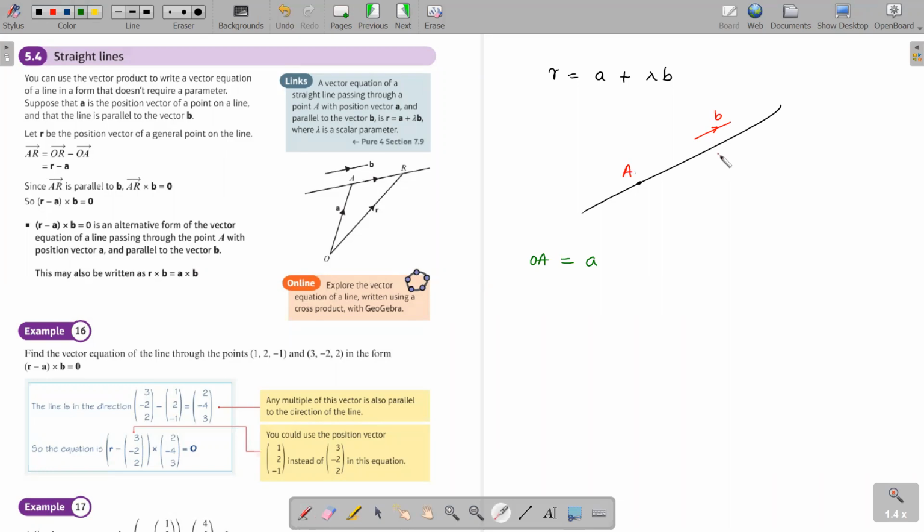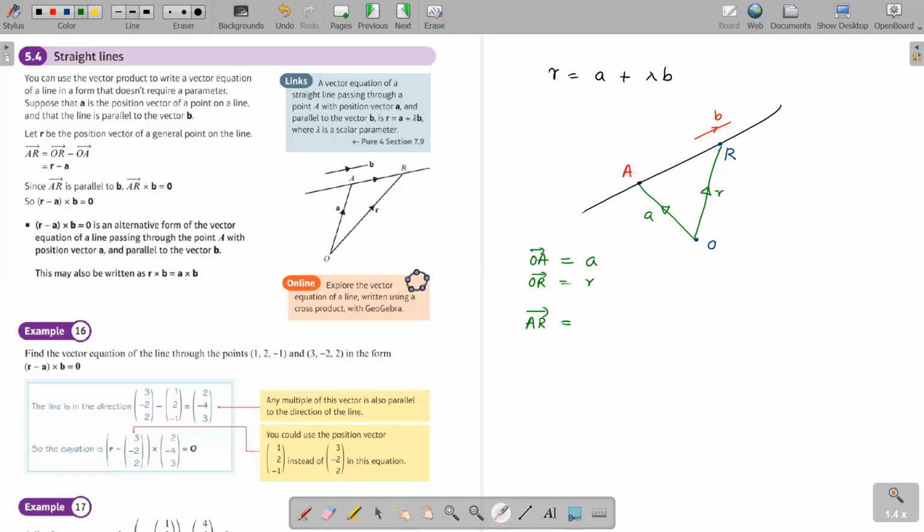So what we do is take any general point on your straight line, and I'll name it R. Then I will write the vector AR. How do we write AR? Shall we define it in terms of the origin? From origin to A, the vector is a, and from origin to R, which is any point on the line, let's say OR is vector r.